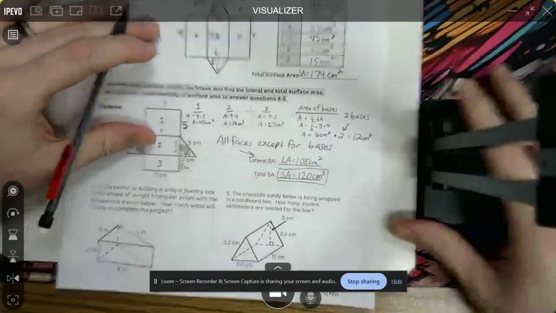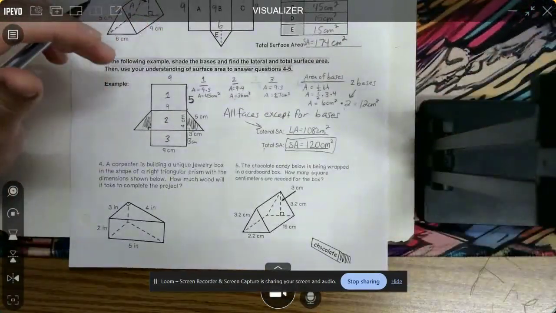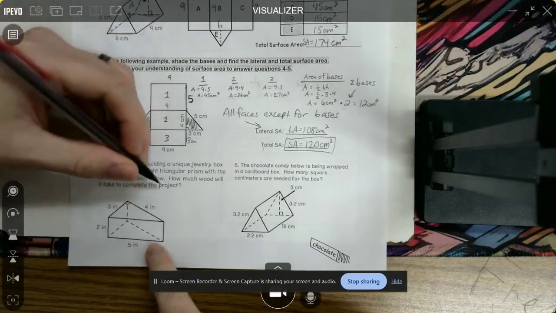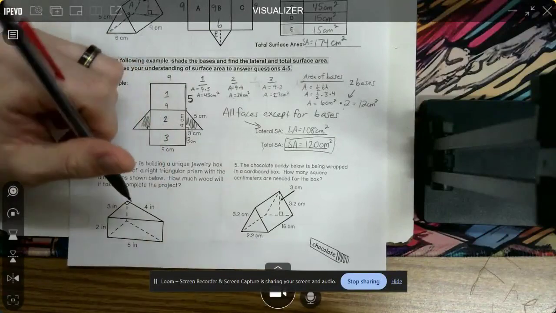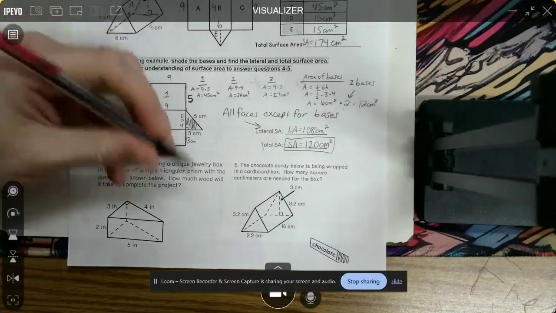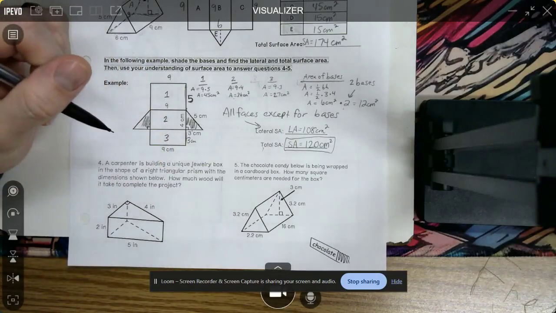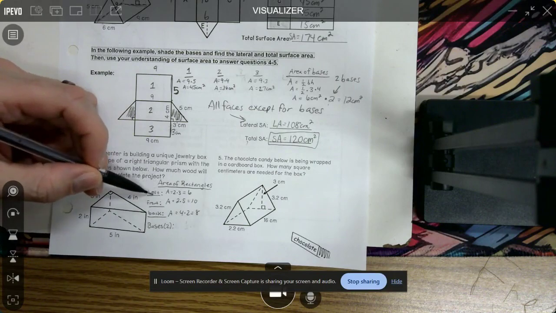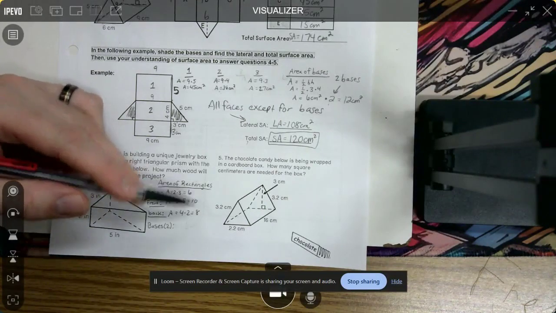All right, pause the video. I want you to try number 4. Try to find the area of your 3 rectangles and then the 2 triangular bases and find the total surface area. All right, so here's your calculations for the area of the 3 rectangles, left, front, and back. Go and check your answers with me.